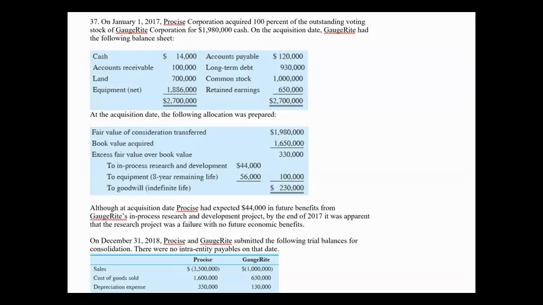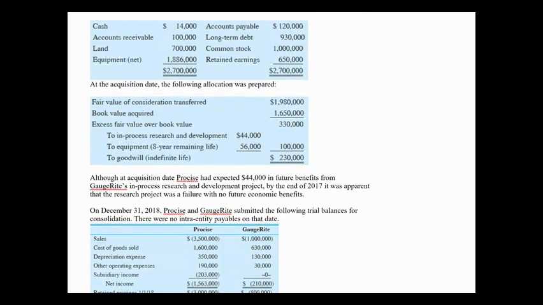At the acquisition date, the following allocation was prepared. So this is the allocation schedule we normally prepare as our step 1. But we can modify this schedule a little bit to make it a more complete one. For example, based on this current schedule, we can prepare the excess annual amortizations.